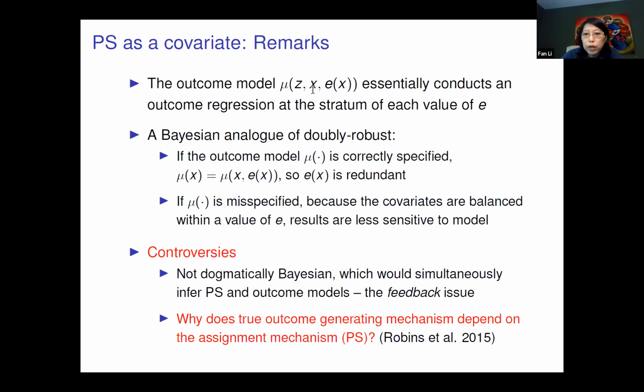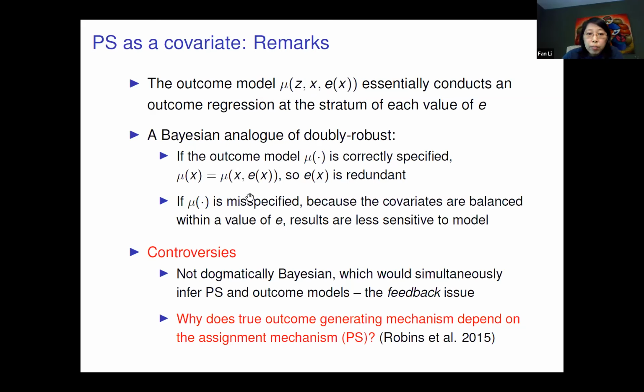What it is doing is almost like, at each value of the propensity score, you are conducting an outcome regression on Z and X, right? I think this is almost like a Bayesian analog of double robustness. First of all, if your outcome model is correctly specified, sorry, I missed a Z here, then the propensity score as a function of X is just redundant. So this whole model, if correctly specified, just reduces back to the model without E, okay?